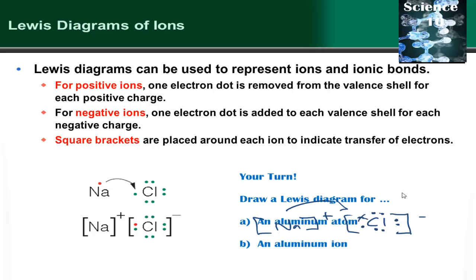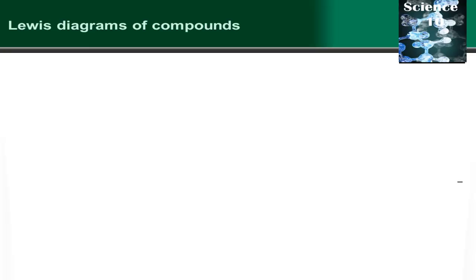Your turn. I just made a mess. Draw a Lewis diagram for an aluminum atom, okay, be careful now. No square brackets around an atom. You only have the square brackets around an ion. So aluminum, figure out what group it's in, and you know how many valence electrons it has. You should be able to do that. If you have a problem with some of these, talk to me in class and we will try to help you out. So Lewis diagrams of compounds.